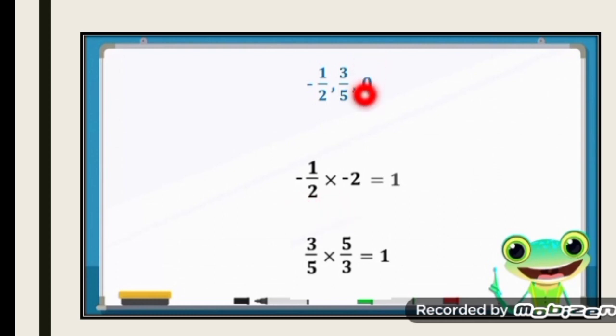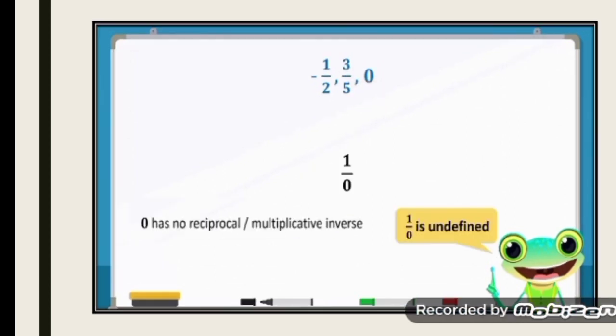Now the next is 0. Let's see the case of 0. Here if we find the reciprocal of 0, the reciprocal of 0 will be 1 by 0, but it is not possible because 1 by 0 is undefined. I have already told you that 0 does not come in denominator. It means that denominator of a rational number can never be 0. So 1 by 0 is not possible, hence 0 has no reciprocal or multiplicative inverse.